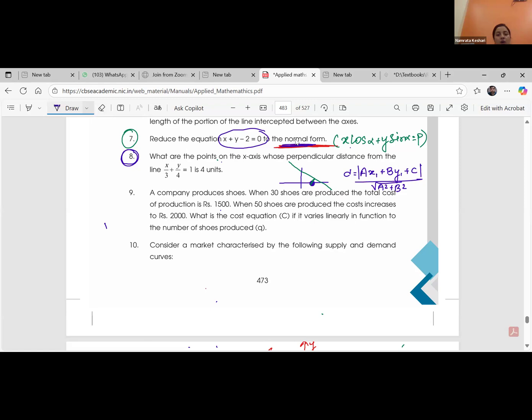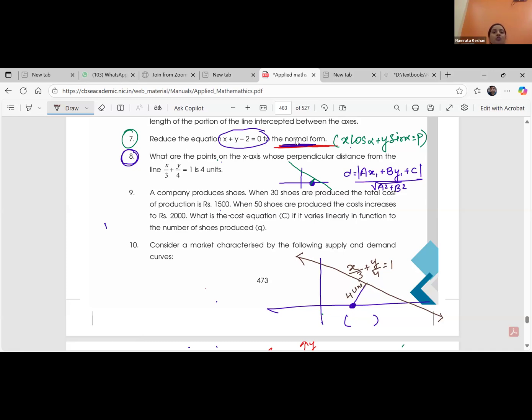Listen to me carefully. On the x-axis, you have a point. You don't know the coordinate; that's what you have to find. But from this point, the perpendicular distance to a given line is known. The equation of the line is given as x/3 + y/4 = 1. The perpendicular distance is also given as 4 units. What you have to find is the coordinate, x1, y1.